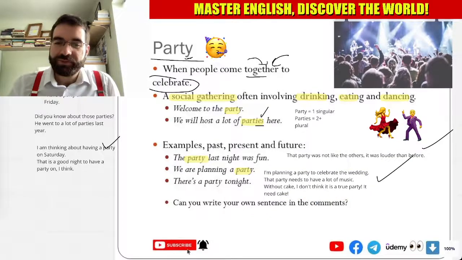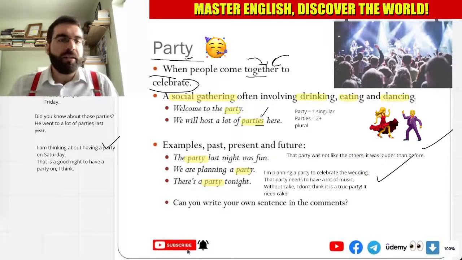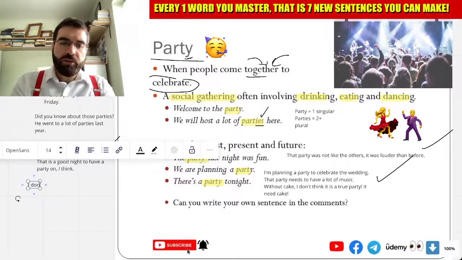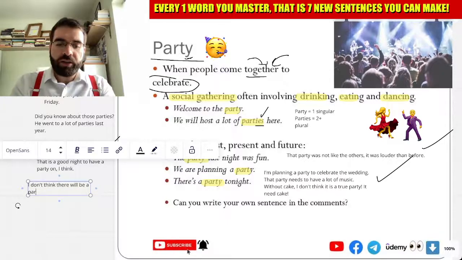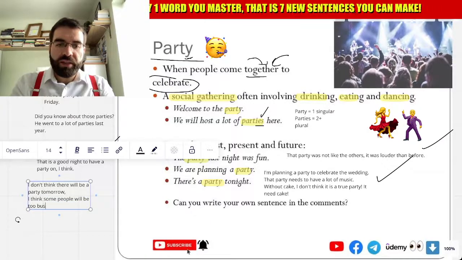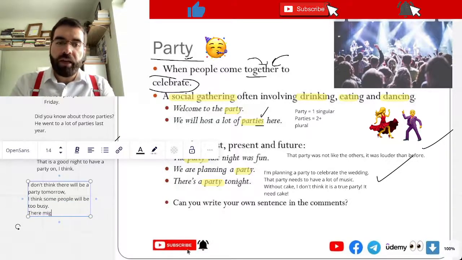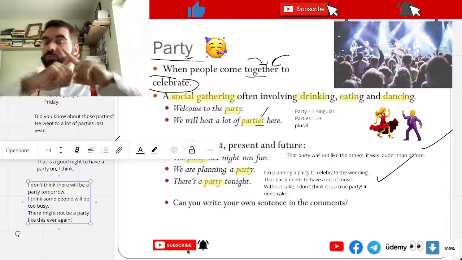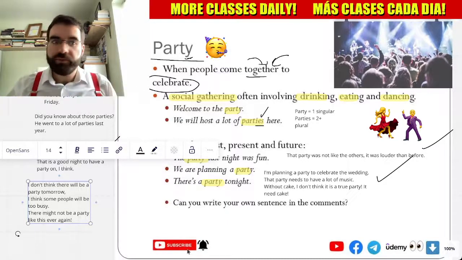Yeah. And there is a party tonight. I don't think there will be a party tomorrow. I think some people will be too busy. There might not be a party like this ever again. Ever again. Probably not. No.